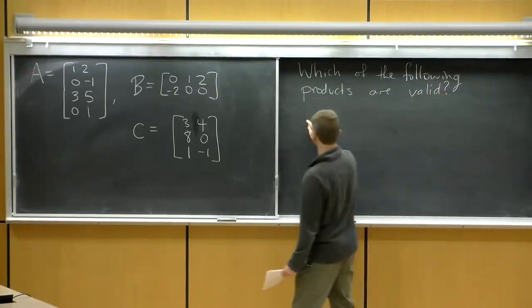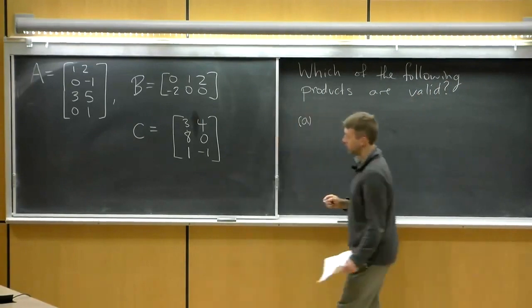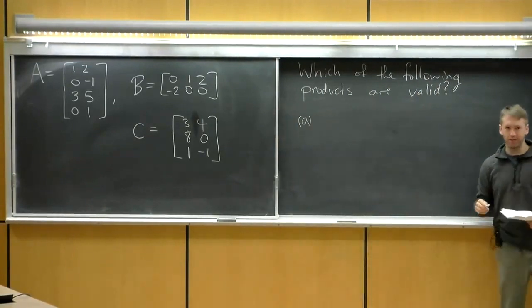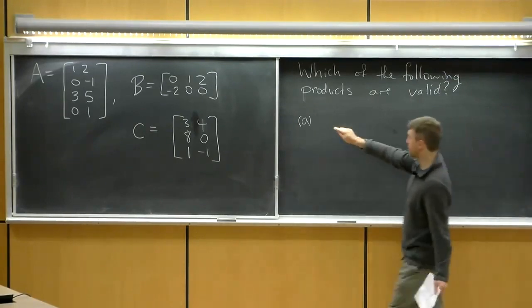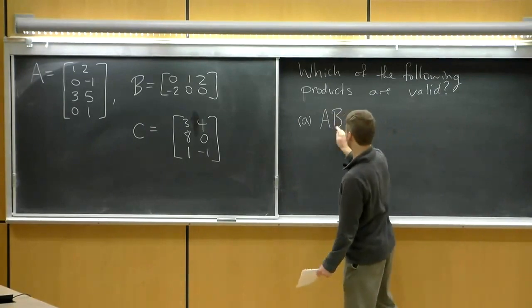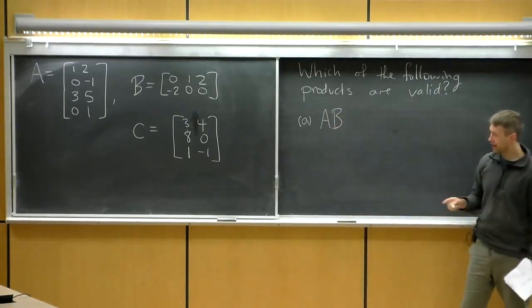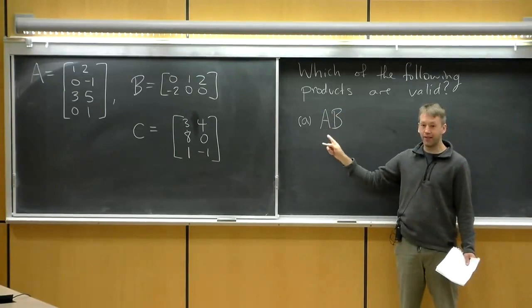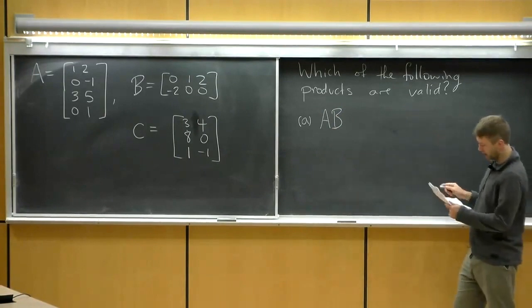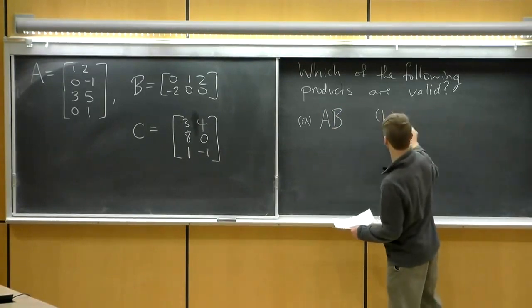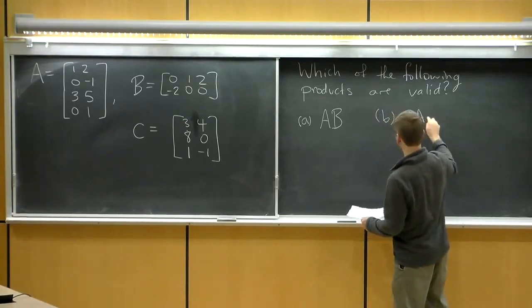Meaning, basically the question is going to be, I'm going to write down a bunch of matrix products, like, for example, A times B. Okay, and the question is, is this allowed? Are you allowed to multiply A times B? So let's start with a few here.